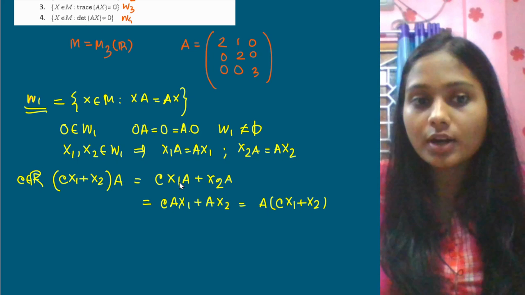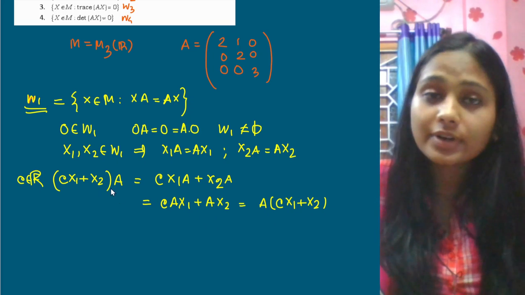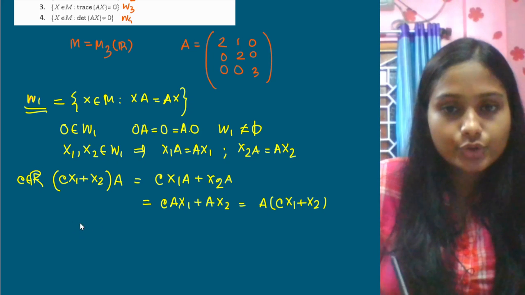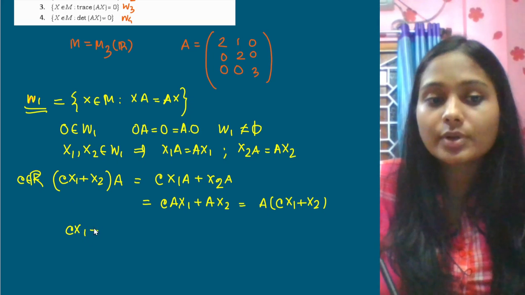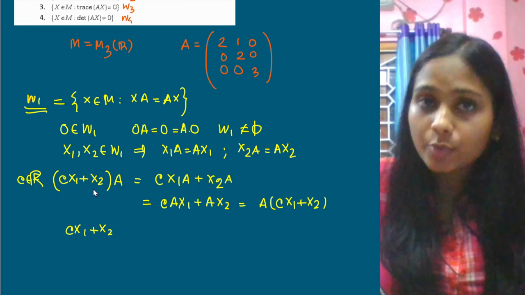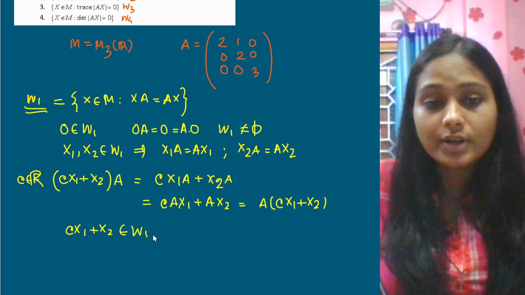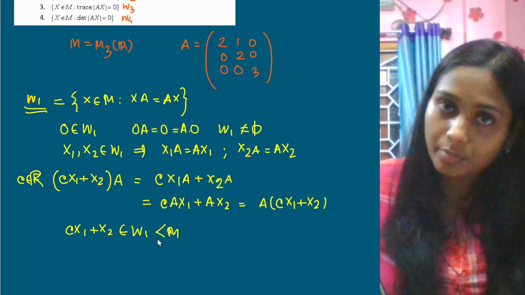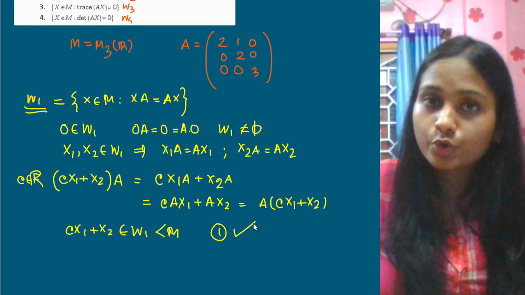These all hold by the properties of matrix addition and matrix multiplication. So from here we can say that since CX1 plus X2 commutes with A, it belongs to W1. So W1 is a subspace of the space M. So option 1 is a true option.